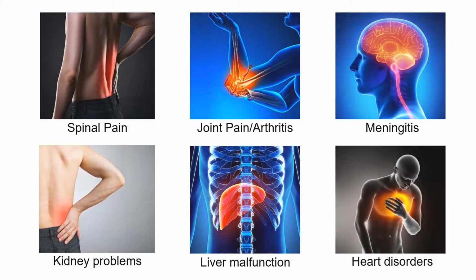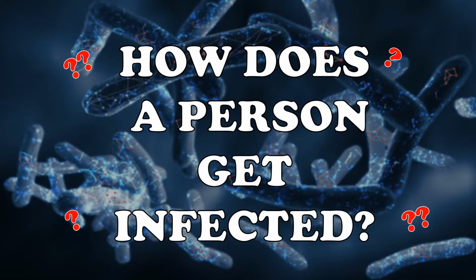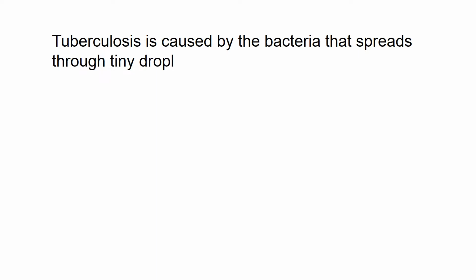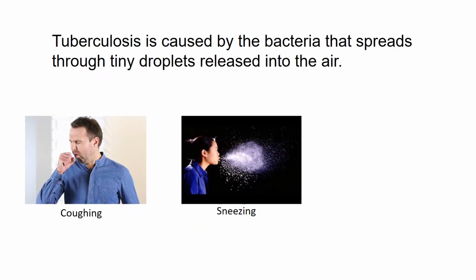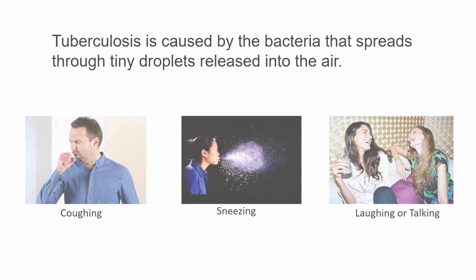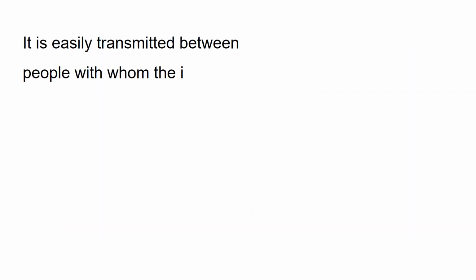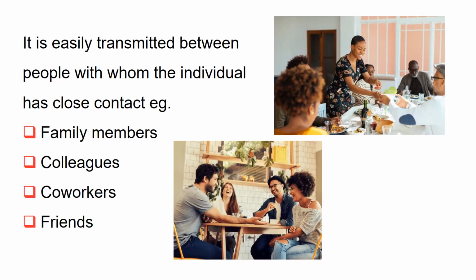Now let us find out, how does a person get infected? The disease is caused by the spread of the bacteria through tiny droplets released into the air by the infected person, either through sneezing, coughing, or even by laughing or talking. When a healthy individual breathes in the air, he or she may become infected, but this depends on how close the individuals may be, as it is easier to get infected from people you regularly engage with, like your family members, colleagues at work, or friends.